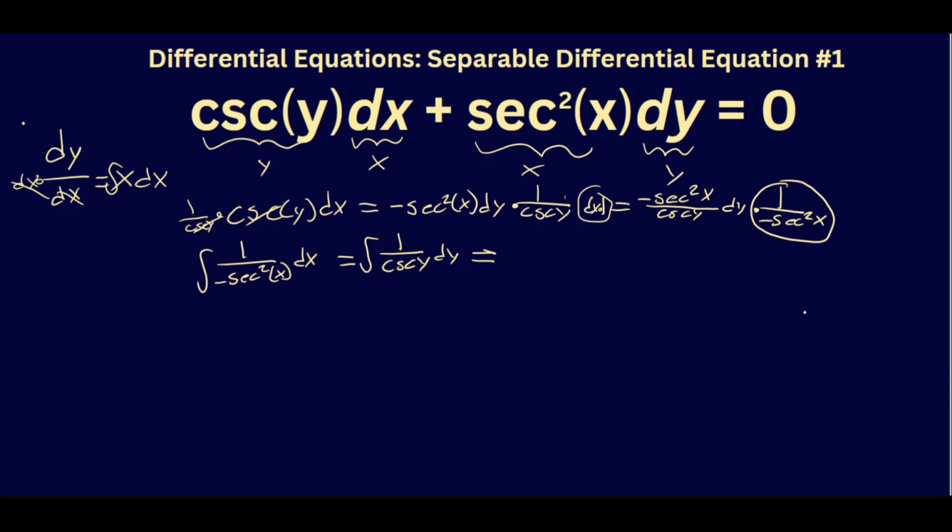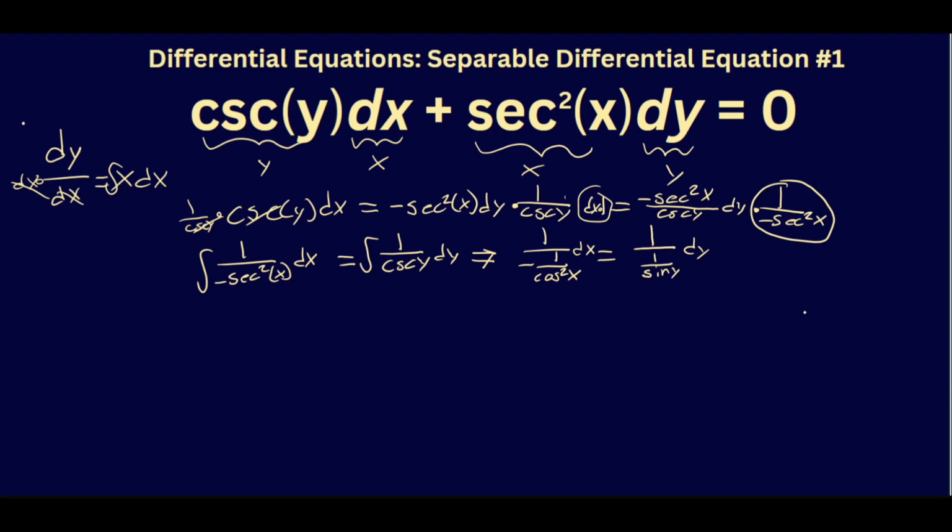So this turns into 1 over negative 1 over cosine squared x. Remember, secant is just 1 over cosine. And then this is going to be 1 over 1 over sine y. Again, remember, cosecant is just 1 over sine. And let's not forget our differentials.